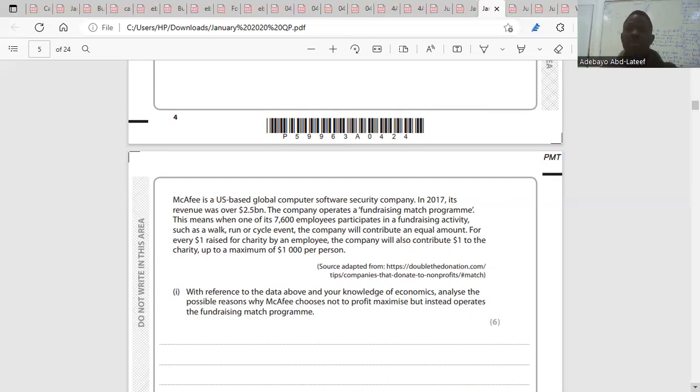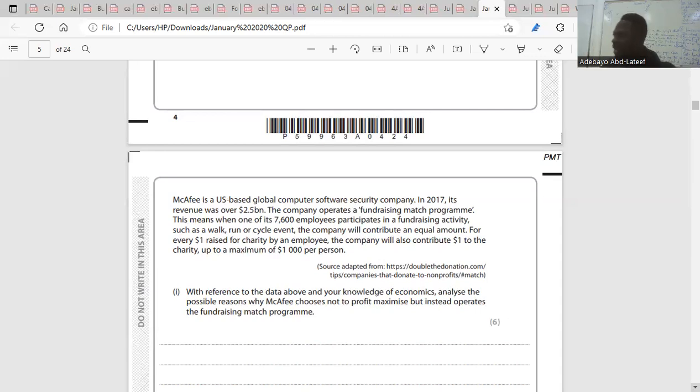Up to a maximum of $1,000 per person. So McAfee is trying to be socially responsible here. That is charity. McAfee is a business enterprise which deals with computers, I think software, whatever it is. But the point here is that McAfee is thinking about helping the society rather than maximizing profit. Do you get the point here?